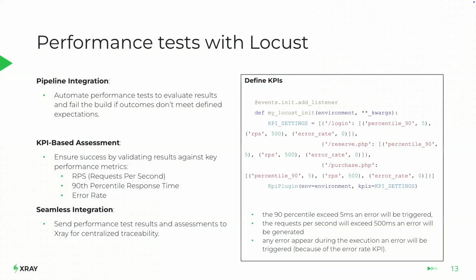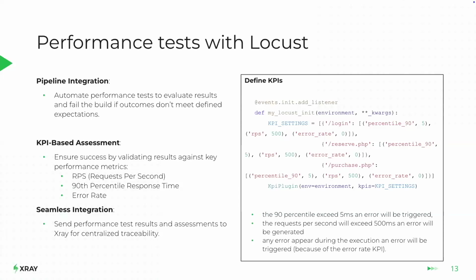We measure success with 3 key performance indicators: requests per second, or RPS, to ensure load capacity, the 90th percentile response time to check the speed of the majority of the requests, and error rate to detect failure during execution. We have defined a listener that will convert those metrics into KPI results and create an Xray JSON result file that can be ingested by Xray.